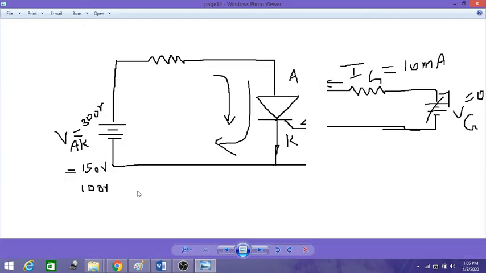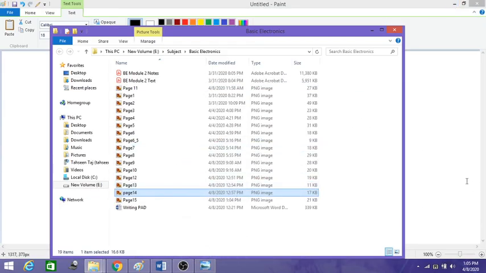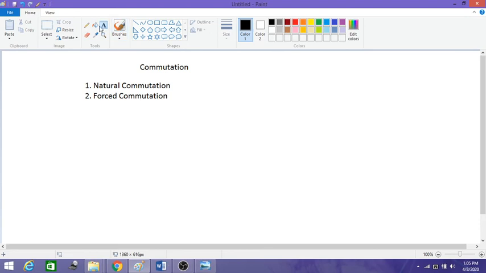Yeah. So let me come back to this diagram. In this diagram, rather than applying this DC voltage, if we apply the AC voltage at this point, so let me rewrite that diagram here. If rather than the DC voltage, I apply a very high AC voltage, this SCR will still work.